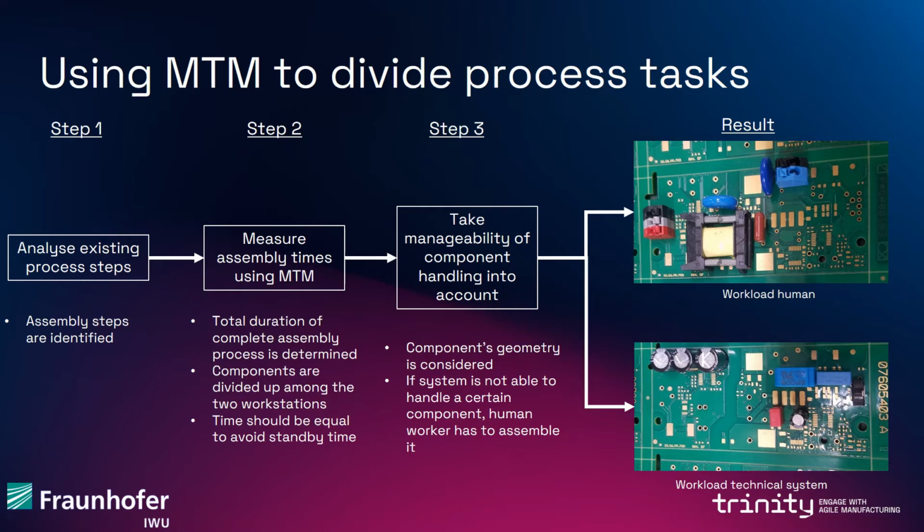After looking at the process times, a third step is performed, in which the geometry of the components comes into play as well. If the component's geometry is too complex for a technical system to handle, it should still be assembled by a human. Considering the geometry will lead to some adaptations of the allocation, but all in all, the even distribution of process times must stay in balance. The result of the allocation on two workstations is displayed on the right. The components on the upper printed circuit board are assembled by a human, whereas the components on the lower printed circuit boards are assembled by a technical system.